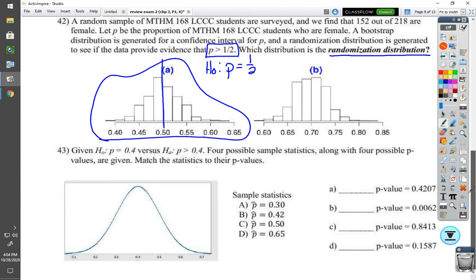Number 43. I'm reading the wrong one. Given H sub O, P equals 0.4 versus H sub A, P is greater than 0.4. There are 4 possible statistics along with 4 possible p-values given. Match the statistic to their p-value.